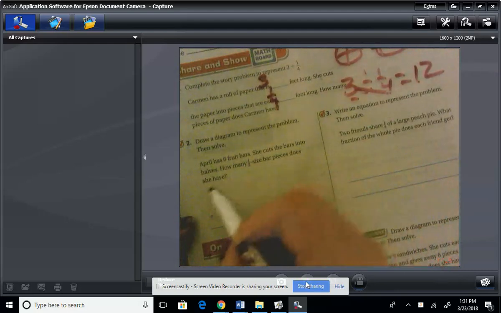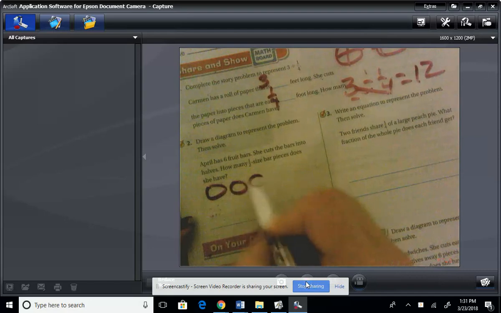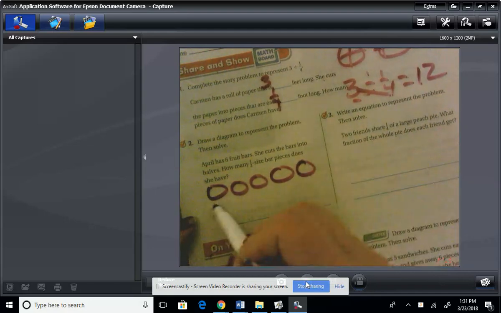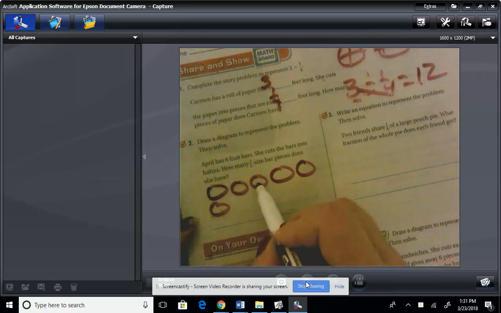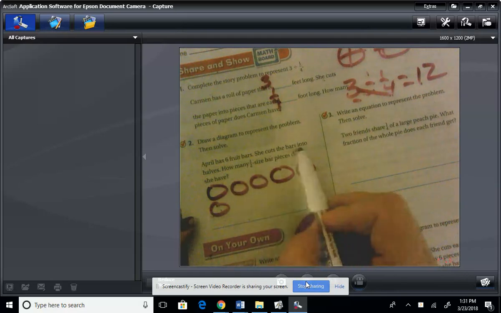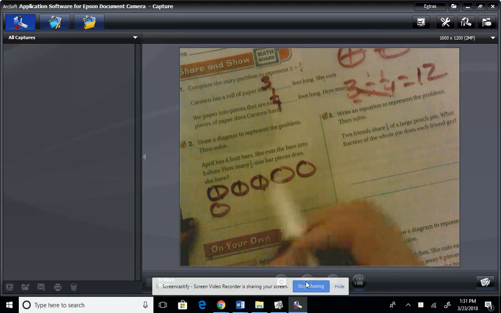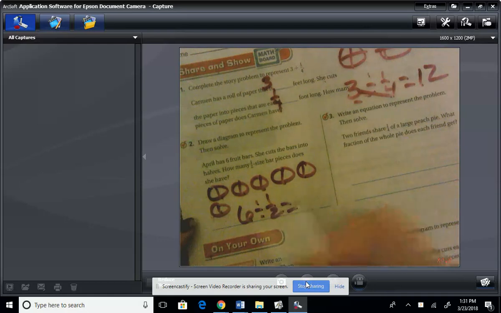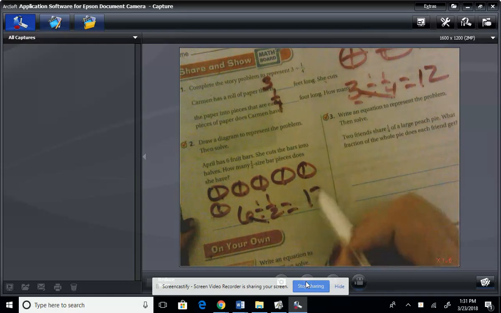Here I have 6 candy bars, and she cuts the bars into halves. So my equation is I have 6 candy bars. I divide them by half. How many candy bars do I have? 12.